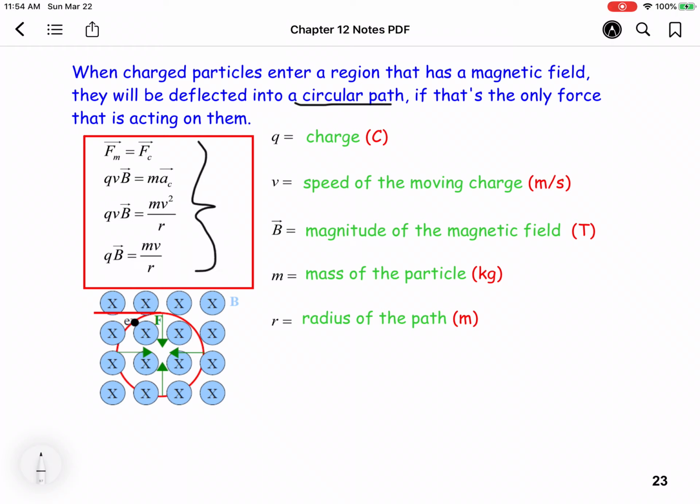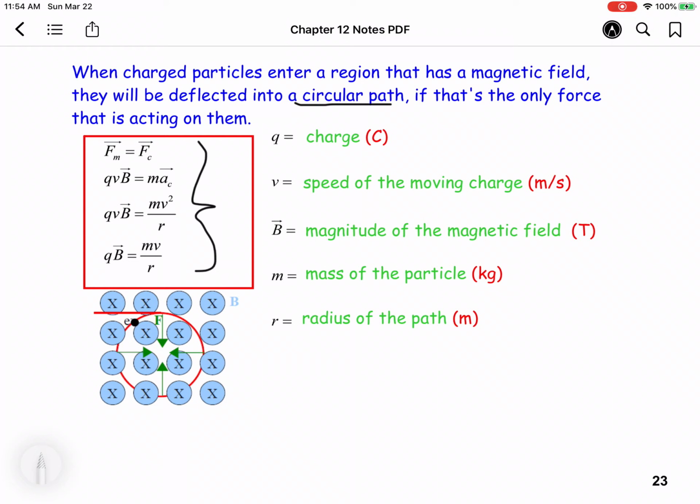And what's nice about this is that we can cancel out some V's here. This V and the V squared will always cancel out. And it leaves me with this equation here: qB equals mv over r.